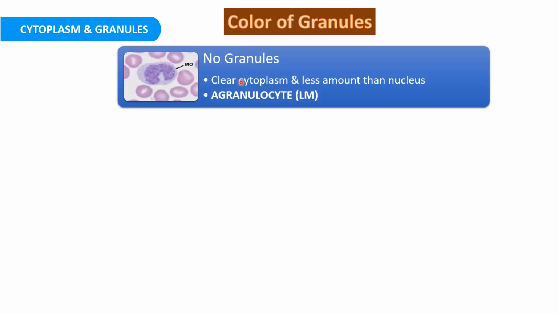First of all, if you see in the cytoplasm there are no granules, a clear cytoplasm, and a lesser amount than the nucleus, then it is an agranulocyte. The name itself suggests it: agranulocyte means there are no granules in this WBC. That is lymphocyte and monocyte. Lymphocyte and monocyte do not have any granules, that is why they are known as agranulocytes.